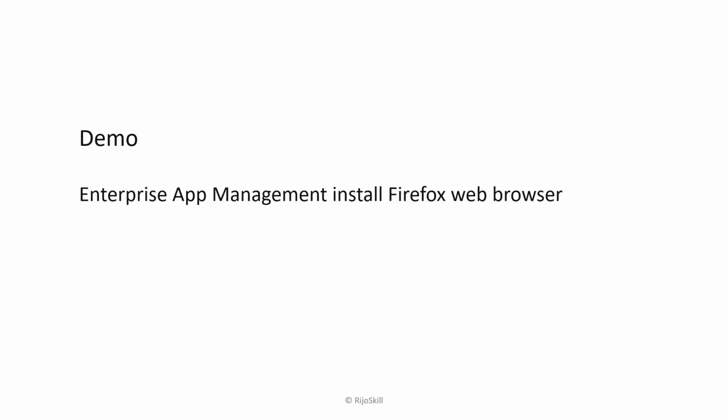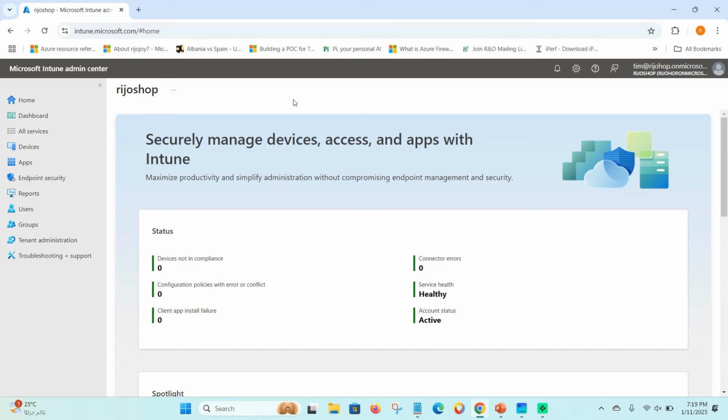Enterprise App Management: install the Firefox web browser, so then you can easily understand what Enterprise App Management is. We will go to our Microsoft Intune portal. So now I have reached my Microsoft Intune portal. So what's the first step? We need to enable Enterprise App Management.